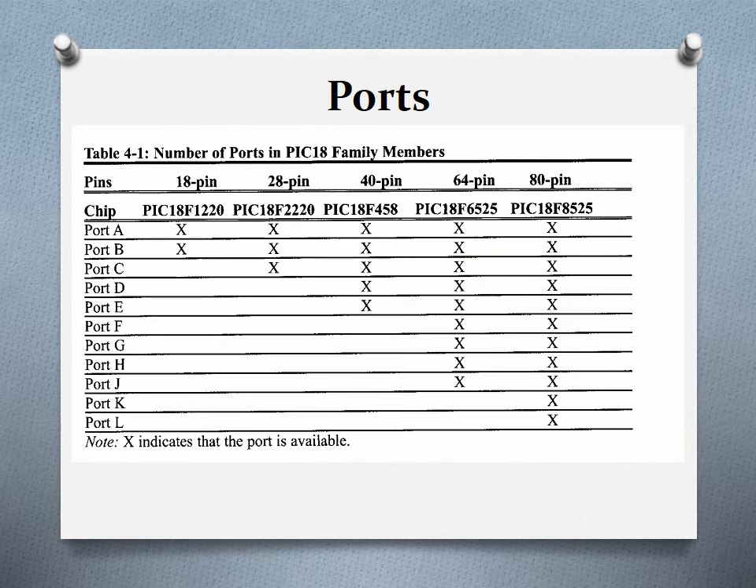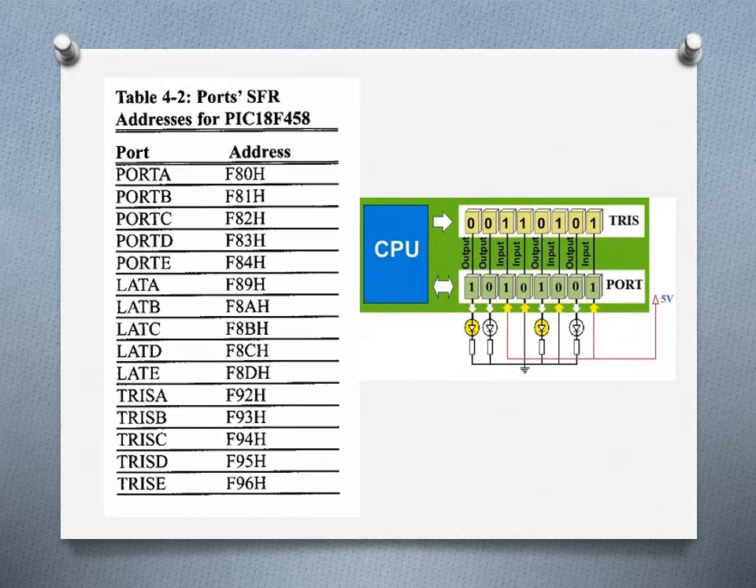Today we shall see about the ports in embedded microcontrollers. The ports of PIC 18 are taken as an example. You can see you have 18 pin, 20 pin, 40 pin, 64 pin and 80 pin chips. You have different kinds of pins, and in the case of a PIC 18F1220 you have only 2 ports, whereas in PIC 18F2220 you have 3, and similarly in PIC 18F8525 you have up to L. So you will have more ports available, depending on the version.